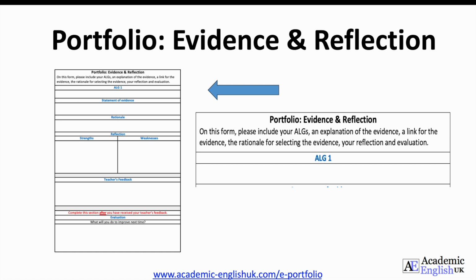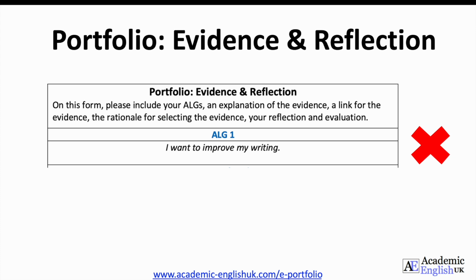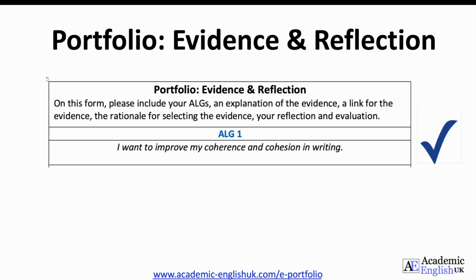However, for each goal, the student needs to complete one portfolio form. So if they set 3 goals, then they'll need to complete 3 portfolio forms each week. This is the form they complete. And you can see that it asks the student to write their ALG1 here. Now, you have to be careful that their goals are not too broad, like, I want to improve my writing, but more specific, like, I want to improve my coherence and cohesion in writing.